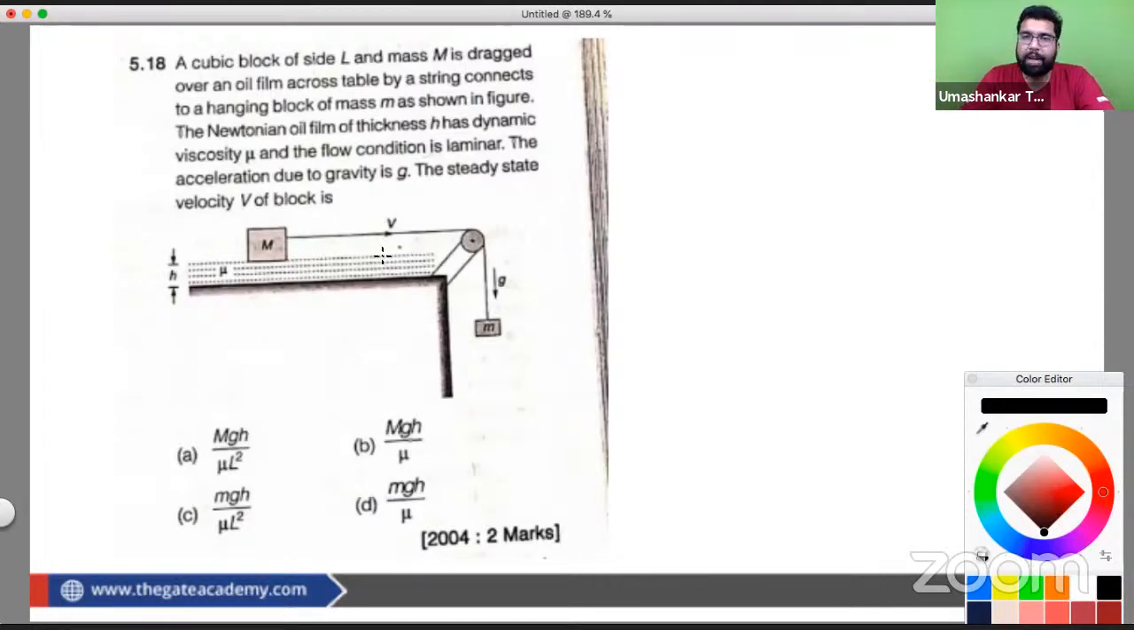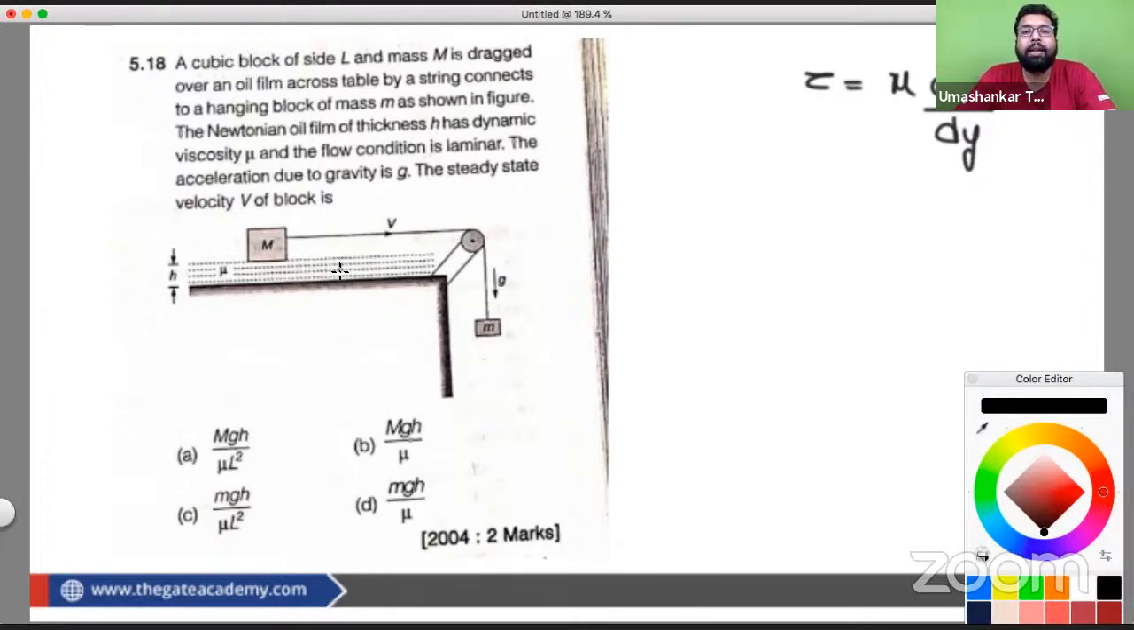So again, we have a velocity, we have a surface, we have a gap, and this is given to be mu. So ultimately, we have to apply this formula: tau is equal to mu du by dy. Now we can see that the things are given in terms of the forces here, because mass is given.